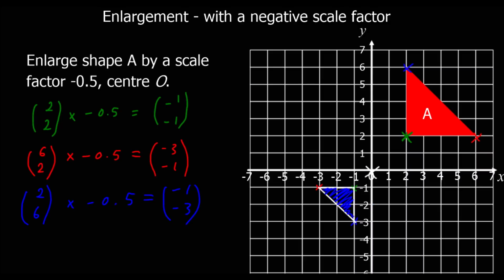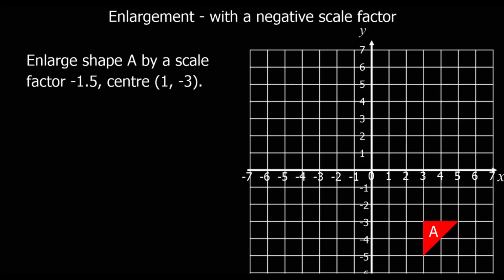And again, I can check my answer. If I connect the two red points together, they should go through the centre of enlargement. Connect the two blue points together, they should go through the centre of enlargement. And connect the two green points together, and they should go through the centre of enlargement. So I know I've done it correctly. So there's my shape enlarged by scale factor minus 0.5.